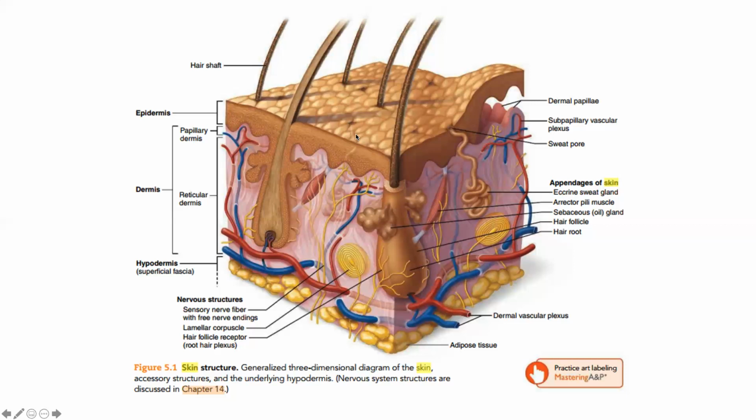When you look at the epidermis, there is no major structure here. It is just filled with cells.